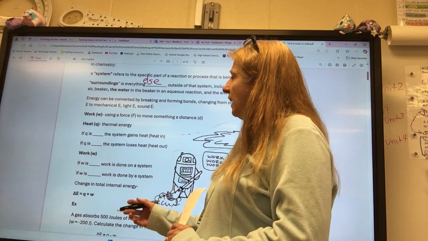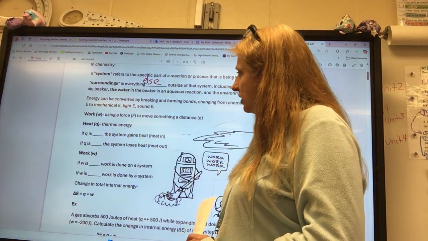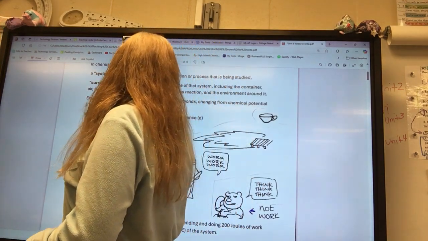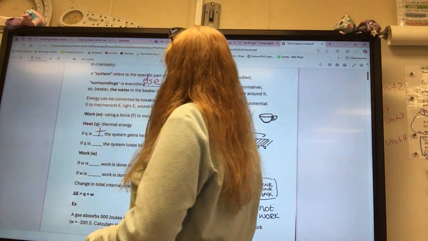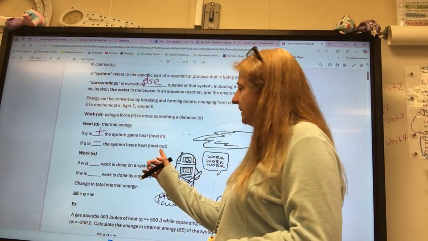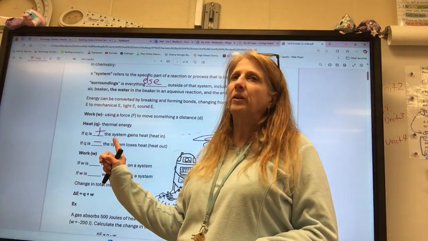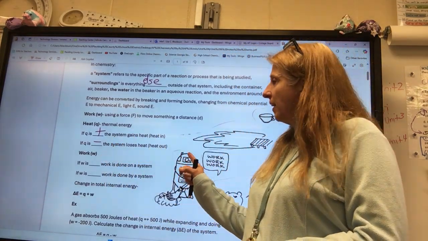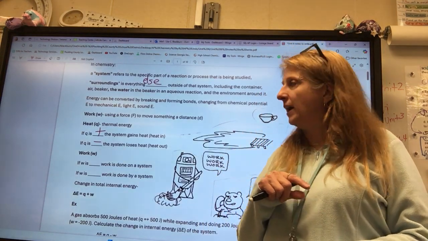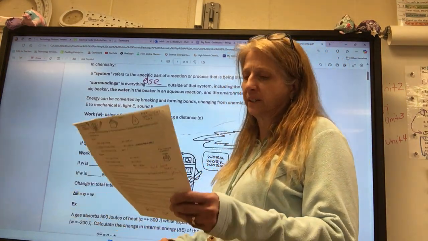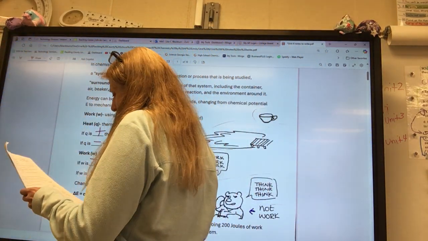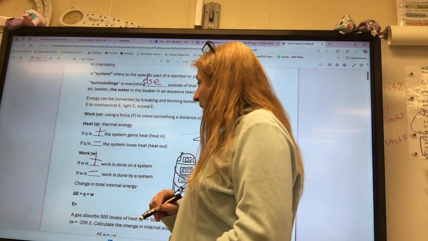So heat is Q, thermal energy, lowercase q, and we're going to talk about the symbols in a second. If Q is positive, the system gains heat, heat goes in. If Q is negative, the system loses heat, heat is out. And that makes sense to me because we've already learned that in reactions, if the heat is negative, it's exothermic. Remember how we've already talked about that? Okay, so work also has positive and negative. Work is positive if work is done on a system. Work is negative if work is done by a system.